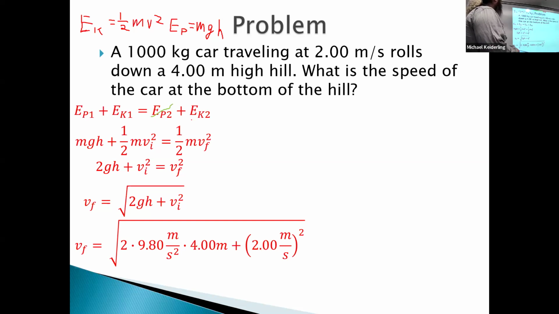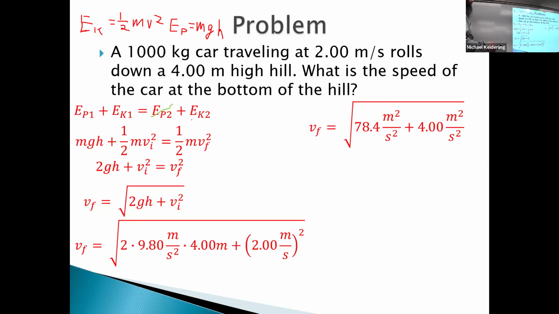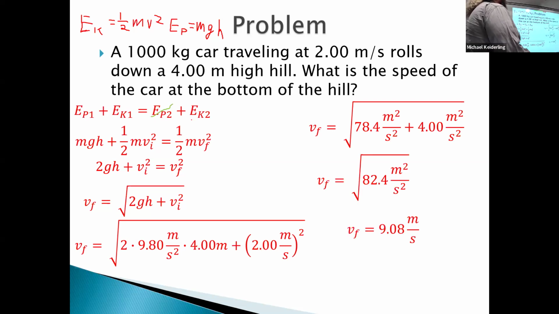So 2 times 9.8 meters per second squared times 4 meters plus 2 meters per second quantity squared. So that's 78.4 meters squared per second squared plus 4 meters squared per second squared, which is 82.4 meters squared per second squared, which is 9.08 meters per second is the final velocity.